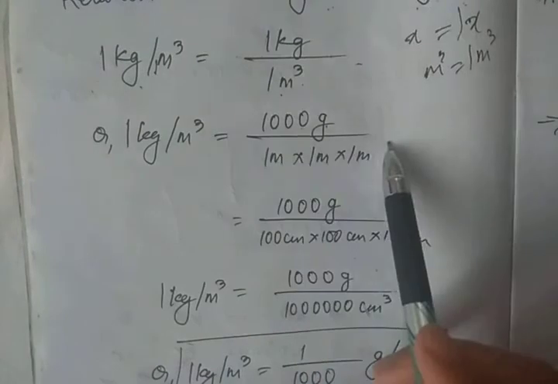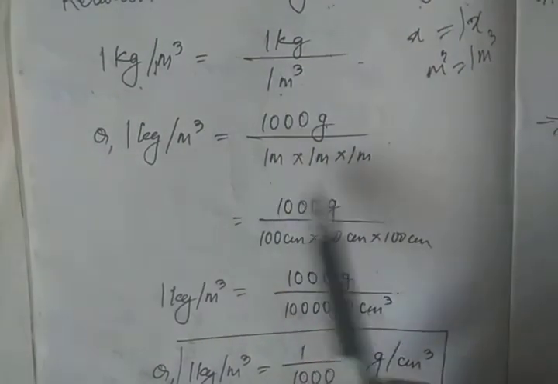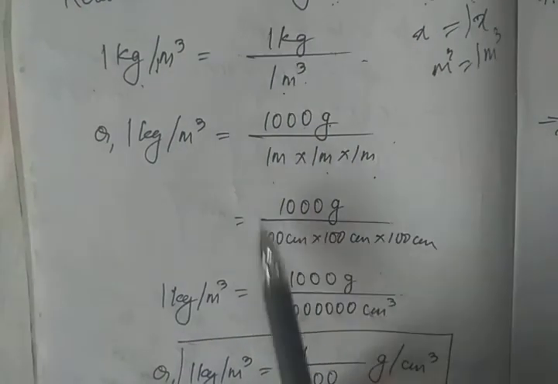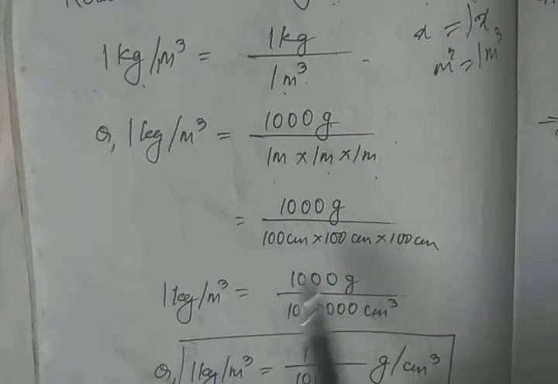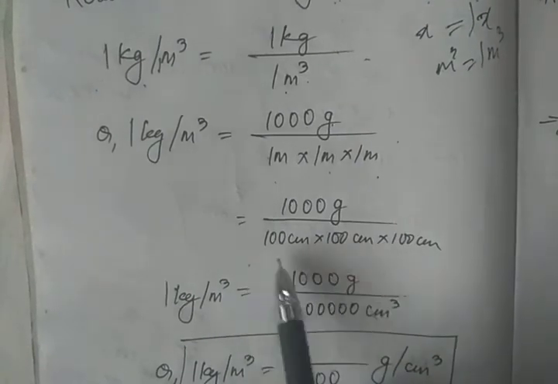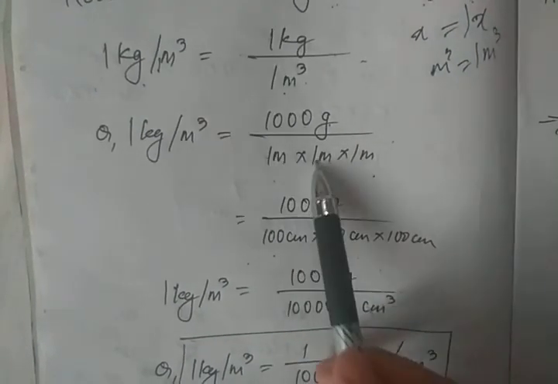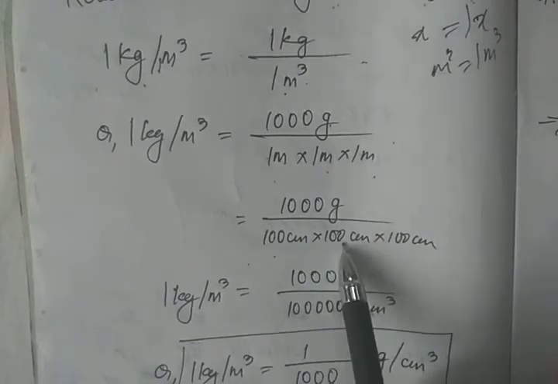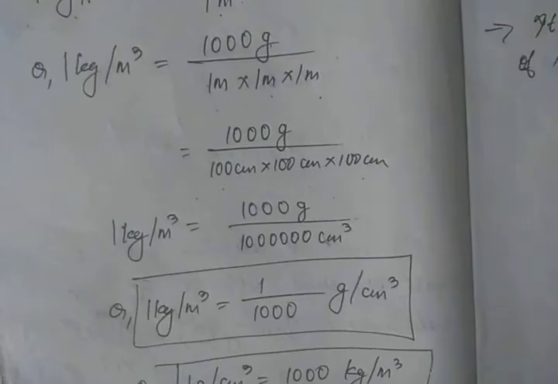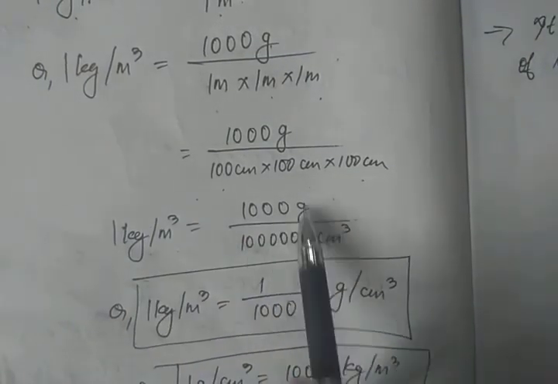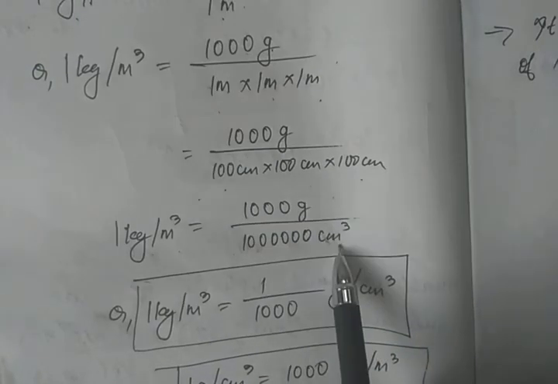Divided by 1 meter cube, which means 1 meter into 1 meter into 1 meter. This is equal to 1000 grams divided by, and 1 meter is 100 centimeters. So instead of every 1 meter, I write 100 centimeters into 100 centimeters into 100 centimeters. So this gives me 1 kilogram per meter cube is 1000 grams divided by 1 with 6 zeros centimeter cube.